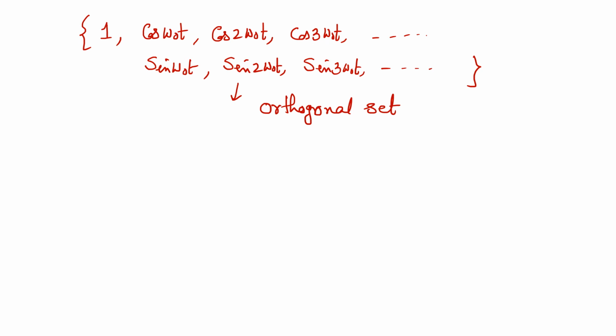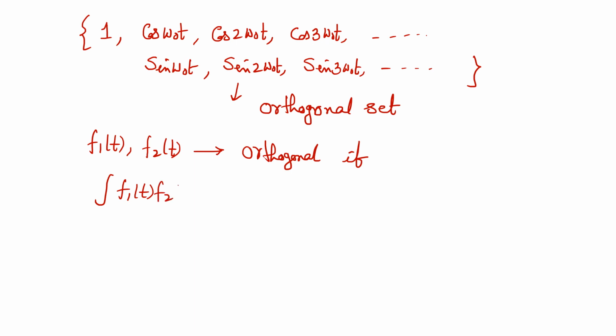So this orthogonal concept is useful. Now F1 and F2, these two signals will be called orthogonal to each other if, for a certain range, I multiply these two signals and integrate within that range, suppose from T1 to T2, and this area, the integration, is 0. Then F1 and F2 are called orthogonal within the time T1 to T2. And this orthogonal concept is very useful.